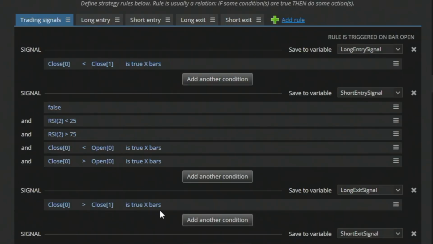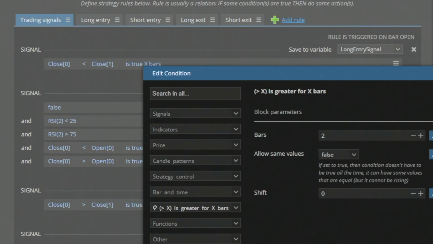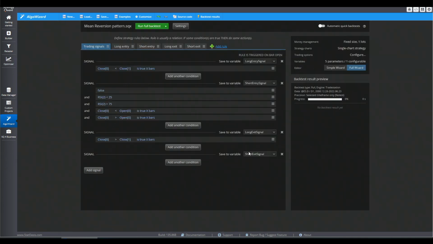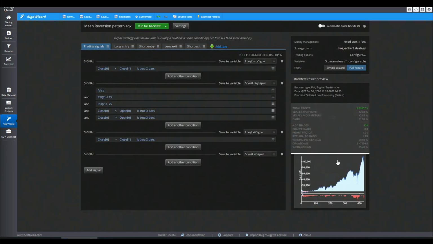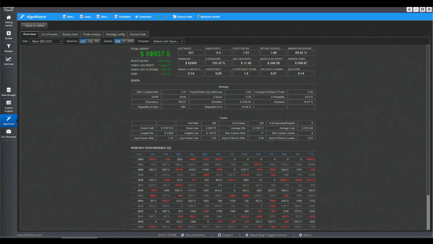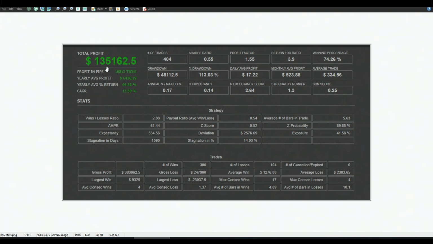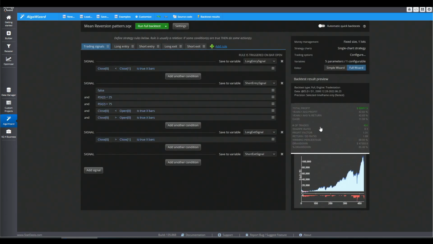And we will exit on the opposite side. So if the close is higher than the previous close and it is true for 2 bars, then we will exit. We're still using the same thing, so the ES, money management is 1, no commission, no slippage. And this is the strategy result that we get. We get $89,000 with 431 trades and $62,000 open drawdown. So we can compare it with the previous result of the RSI 2, and the RSI 2 is much better, but still we are very close in performance, and I would say we are even correlated with the graph.